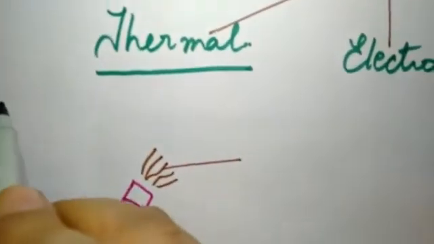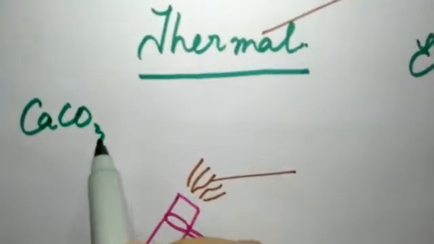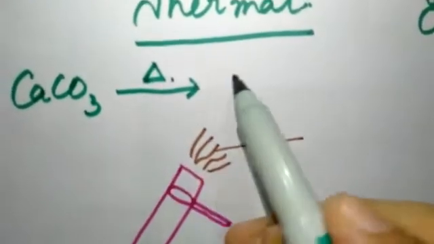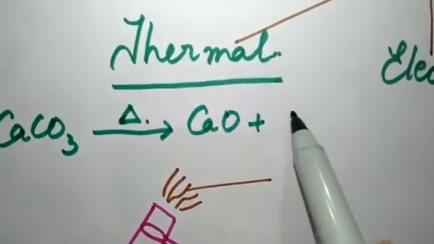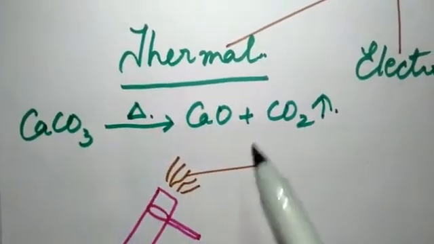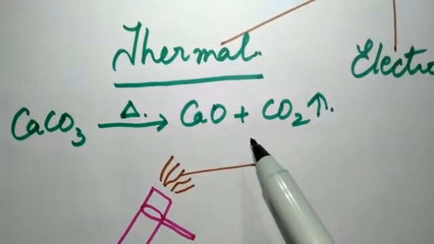For example, calcium carbonate. If you heat calcium carbonate, this is a sign for heat, then you get calcium oxide plus carbon dioxide gas evolved. This is one example of thermal decomposition. Let us see one more.